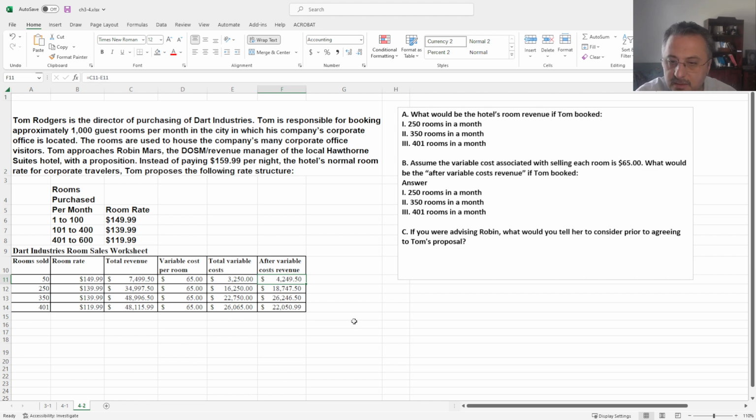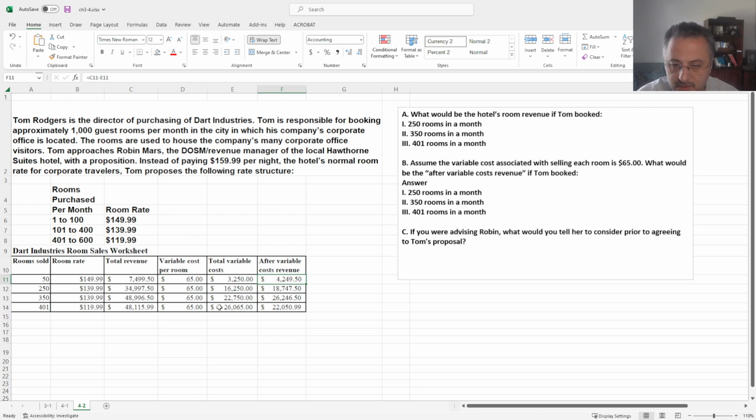So in this case, if you look at this, first of all, from the question's perspective, what is the total hotel room revenue? We calculated all this here. Assume the variable cost of selling each room is 65. We also calculated all this here. And if you were advising Robin, what would you tell her to consider proposing? Okay, now let me explain this, then we can answer that question.